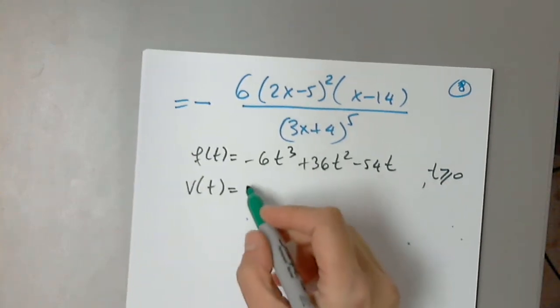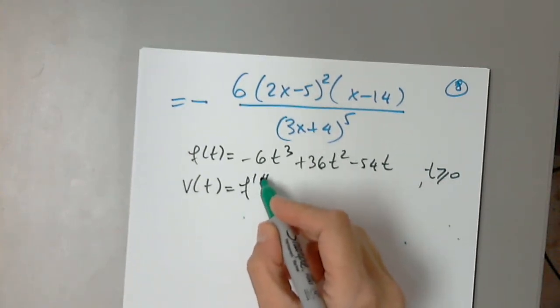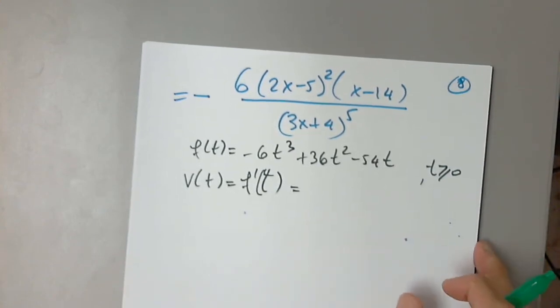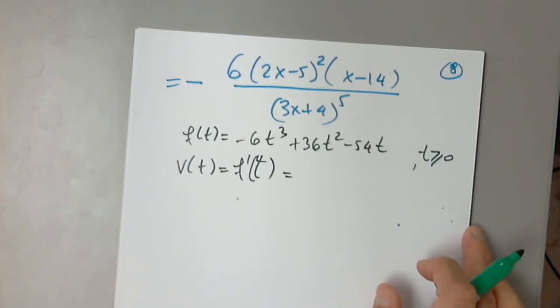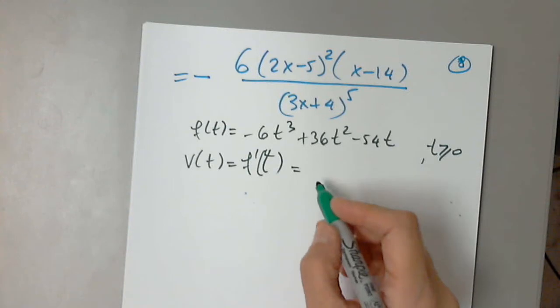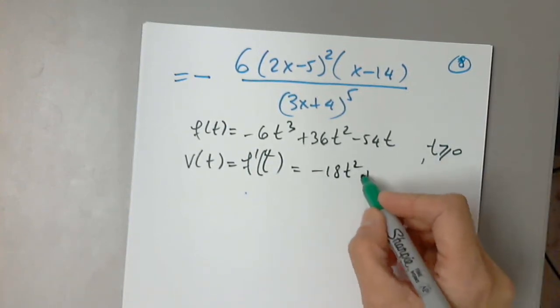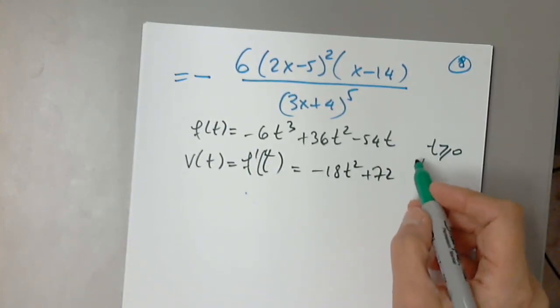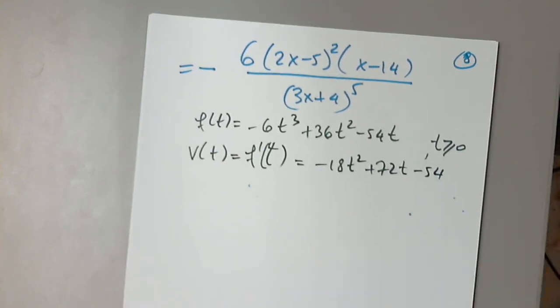So obviously this is f prime of t, which is negative 18 t squared plus 72t minus 54. Very good. Perfect. That's okay.